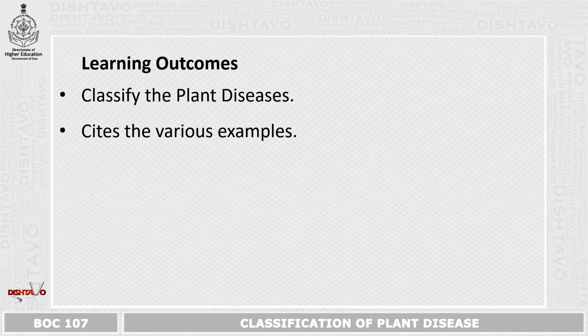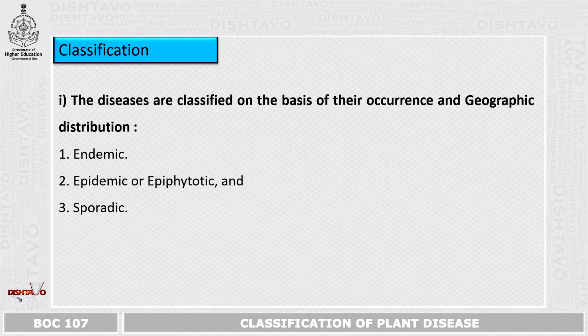Learning outcomes are: at the end of this module, students will be able to classify the plant diseases. They will be able to cite the examples of various diseases. Coming to the classification, the diseases are classified on the basis of their occurrence and geographical distribution. On this basis, the diseases are divided into three types. First is endemic disease, second is epidemic disease or epiphytotic disease, and third is sporadic disease. So we are going to study each disease in detail.